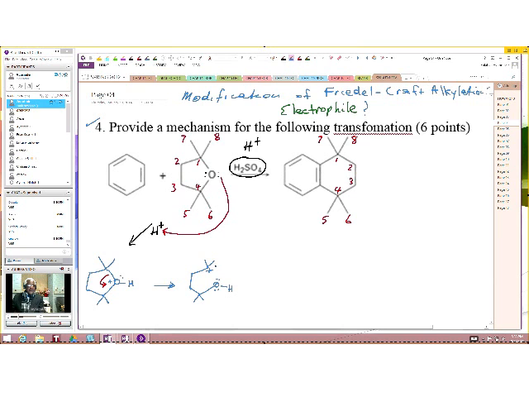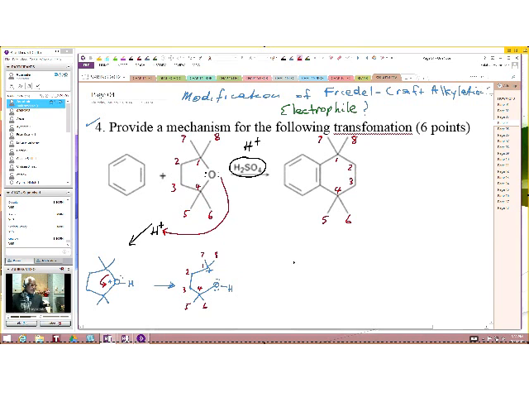Now the carbocation is on carbon number 1 at this point, right? Okay, so let us number our carbon here. These are carbon 1, 2, 3, and 4. This is 5. This is 6. This is 7, and this is 8.